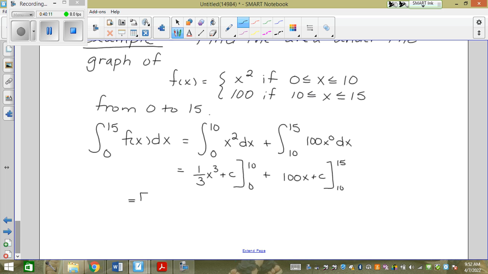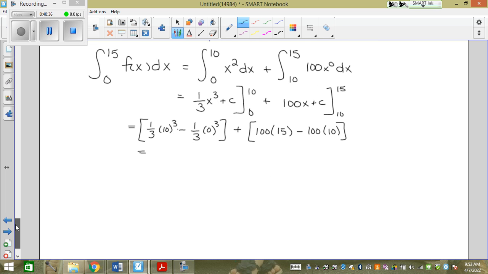So we plug it in. We get 1/3 10 cubed plus c. I don't need the c's. Told you that already. Minus 1/3 0 cubed plus 100 times 15 minus 100 times 10. So I'm going to get 1,000 over 3. This becomes a 0. This is going to be 1,500 minus 1,000, so minus 500 plus 500. Is 2,500 over 3. Is that so hard? I actually find these ones easier, piecewise integrals.